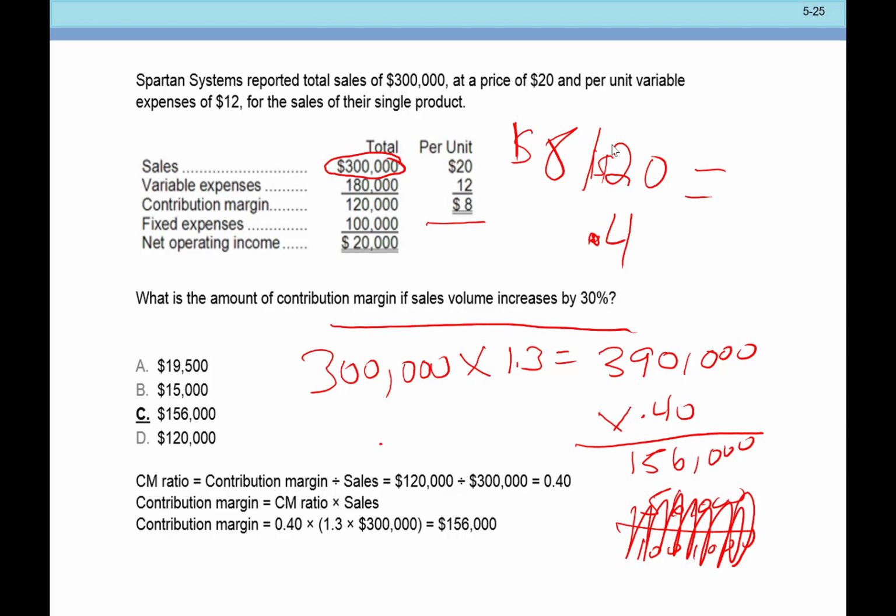Sometimes I get students that want to take the 120 and multiply that by 1.3. That will not work, because you're not accounting for the increase in variable costs. I'm not increasing variable costs per unit, but you're increasing your total variable cost that goes along with that increase in sales. Can't do it that way.